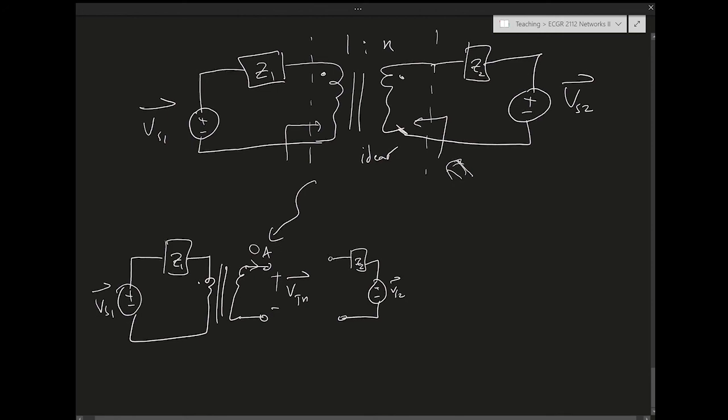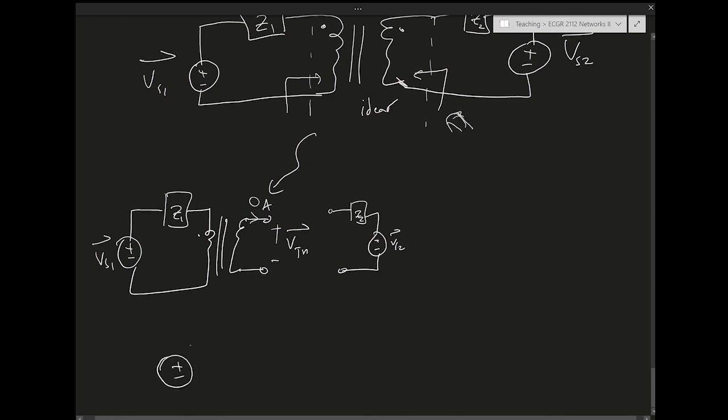So the V open, the V Thevenin voltage, this is 1 to N, is just going to be the stepped up voltage. It's going to be N VS1. That's the Thevenin voltage. What about the Thevenin impedance, Z Thevenin? Again, we know how to do that. We just short the voltage, and now the impedance is just a matter of reflecting the impedance back to the secondary.